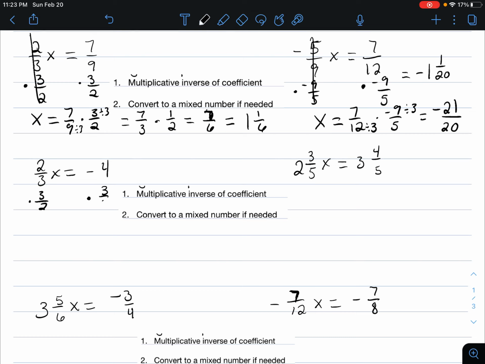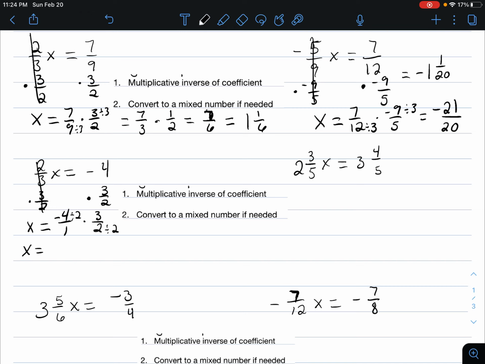And then we're going to multiply this side by 3/2. Okay, those are going to cancel out, leaving us with x. So x is equal to negative 4 over 1 times 3 over 2. Okay, so we just changed the negative 4 into an improper fraction.